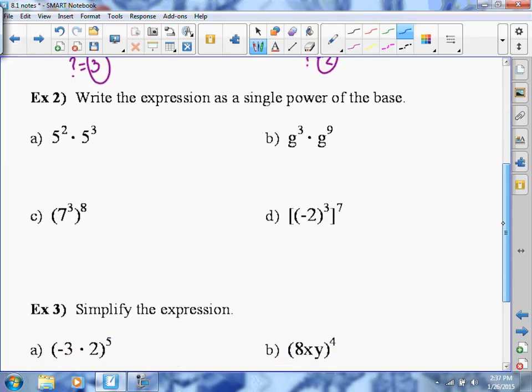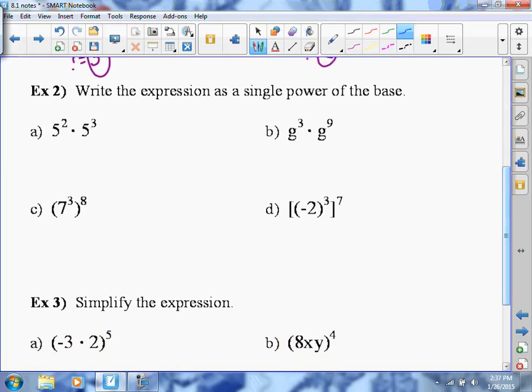Okay, for example 2 then, we're going to now be given all of our exponents and all of our bases. So we're just going to simplify these expressions. We're going to write them as a single power. So for part A, I have 5 to the second and 5 to the third. Now if you want to think of this as 5 times 5 and then 5 times 5 times 5, you can. So that can tell you that you're going to end up with 5 to the fifth.